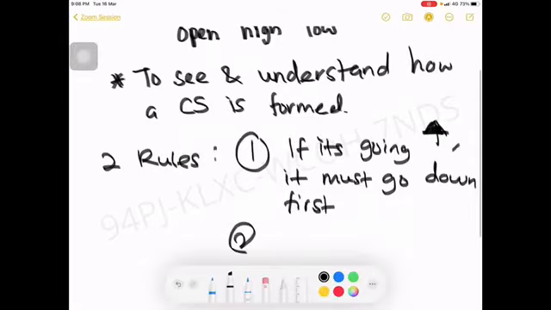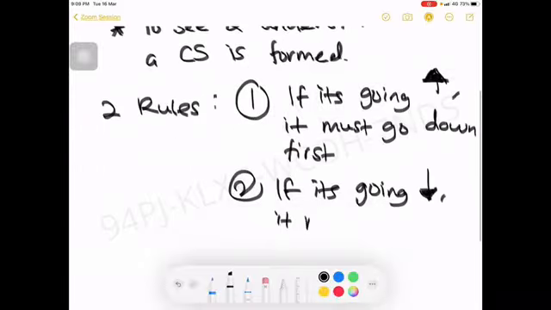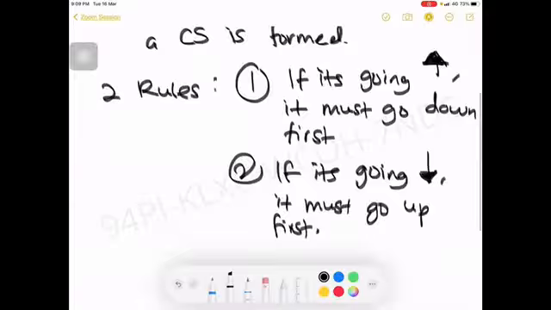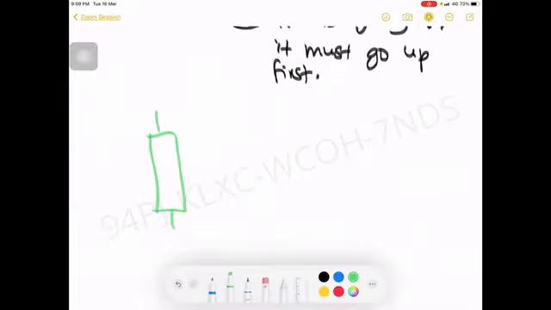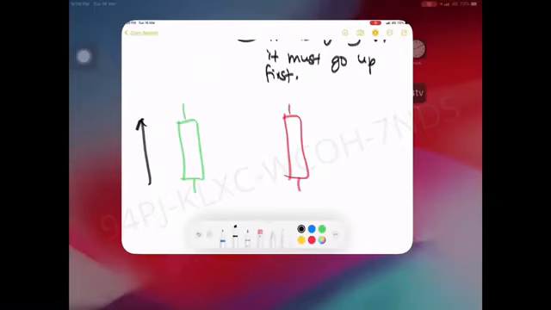And number two, if it's going down, it must go up first. So these are the rules. There are only two rules for OHLC candlesticks, for the red one.